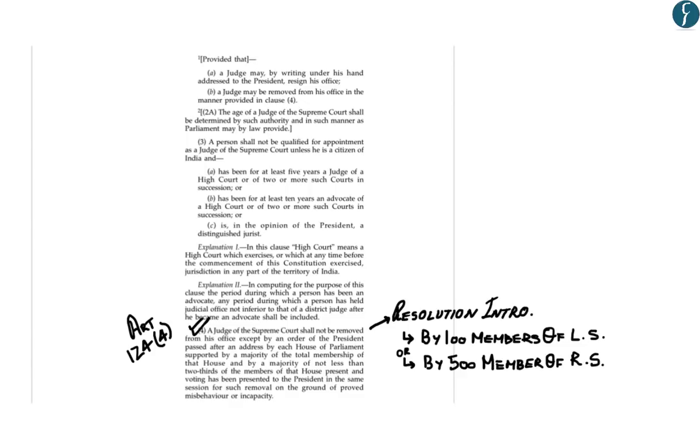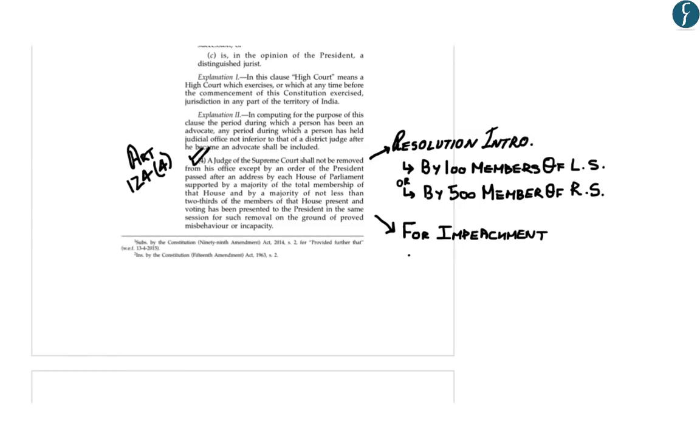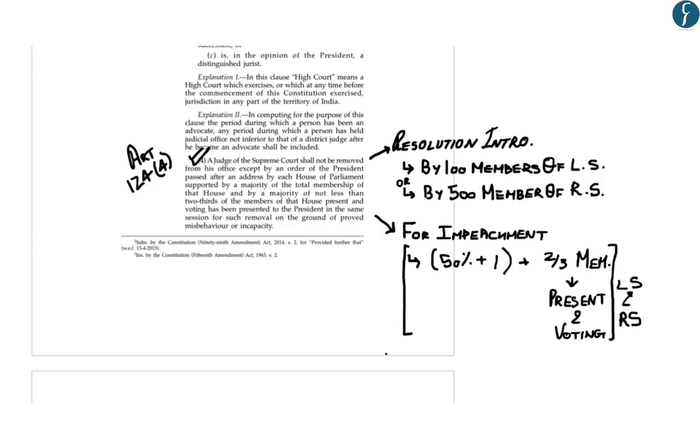If the Parliament collectively decides to impeach the judge of the Supreme Court, the resolution has to be supported by a majority of the total membership of that House and by a majority of not less than 2/3 of the members of that House present in voting. If the resolution has been passed, it has to be presented to the President in the same session for the President's approval.